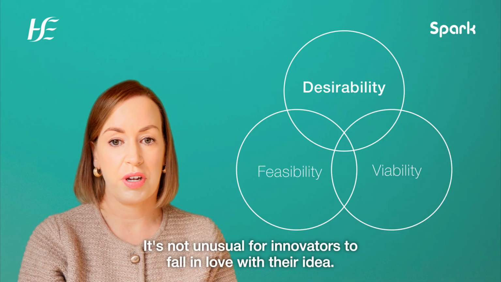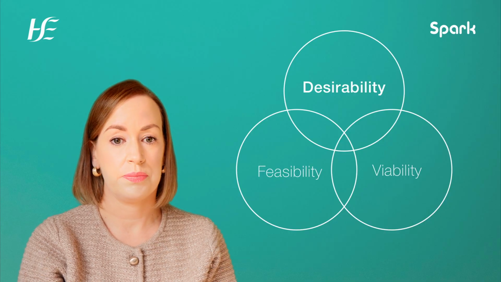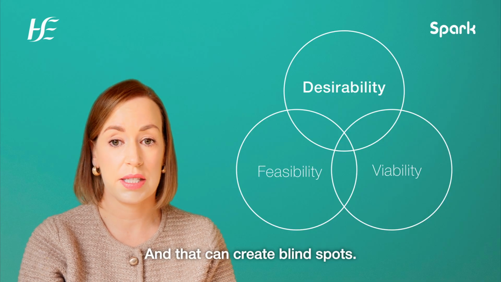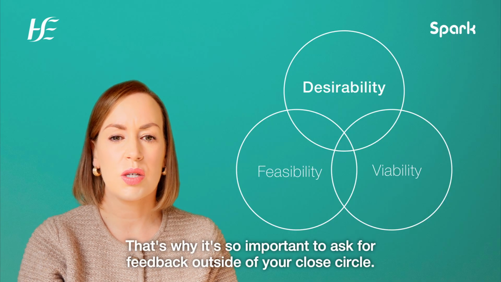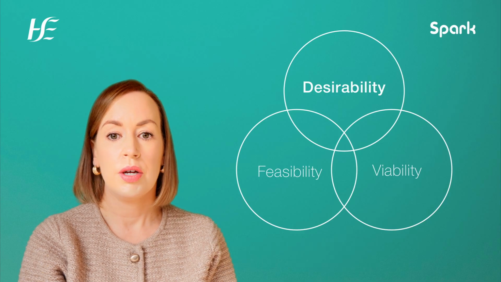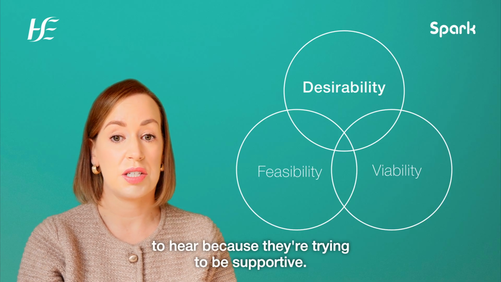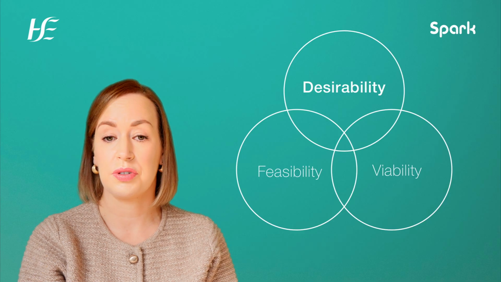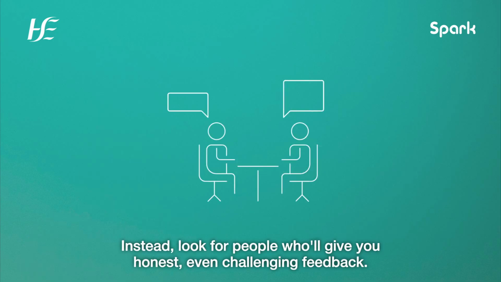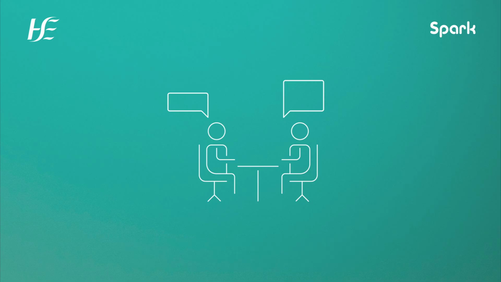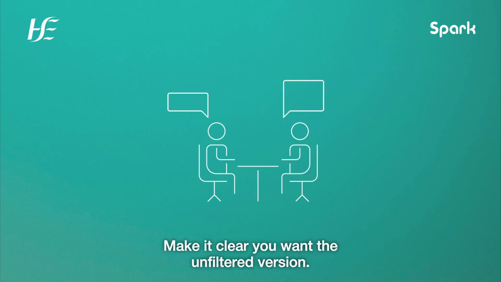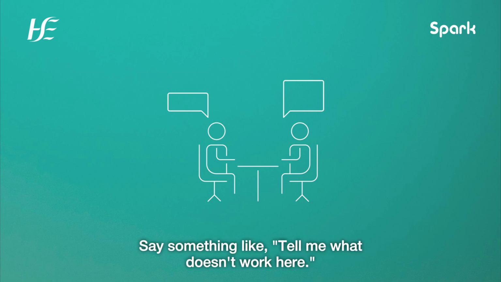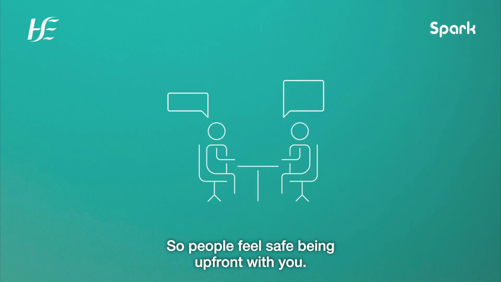It's not unusual for innovators to fall in love with their idea, and that can create blind spots. That's why it's so important to ask for feedback outside of your close circle. Friends and colleagues may tell you what you want to hear because they're trying to be supportive. Instead, look for people who'll give you honest, even challenging feedback. Make it clear you want the unfiltered version. Say something like, "Tell me what doesn't work here," so people feel safe being upfront with you.